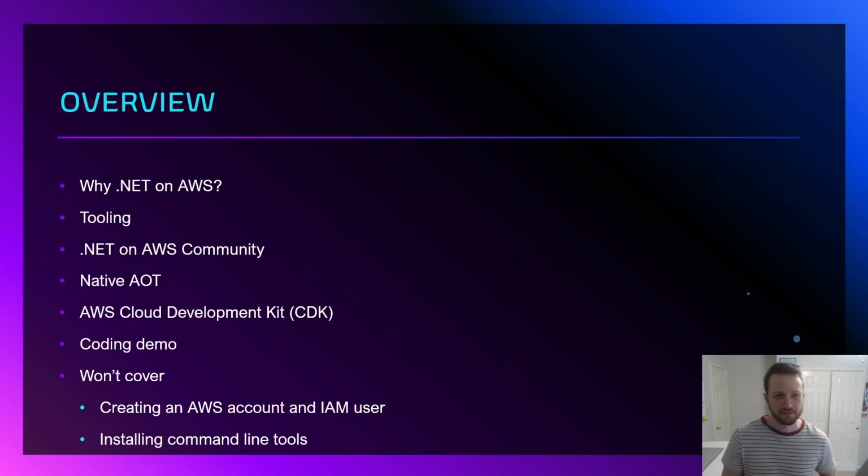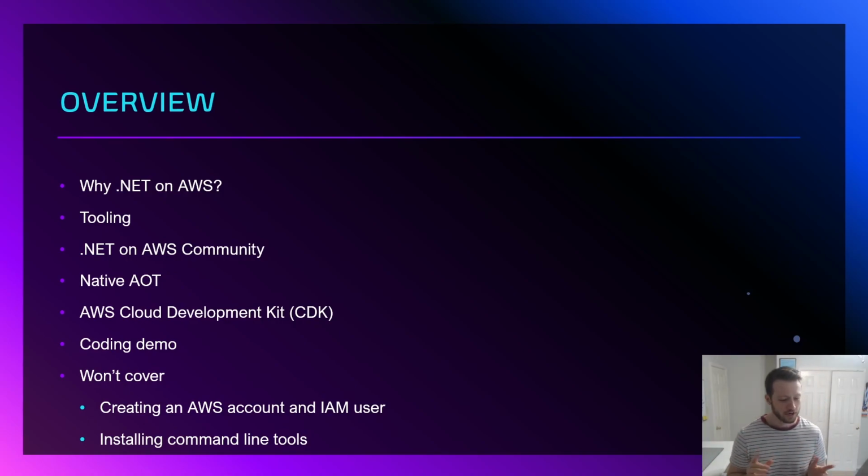All that good stuff. An overview of this talk is, again, we'll talk about why .NET on AWS, some of the tooling and tooling options available to you in the community that you can find out there for resources. I will mention .NET ahead-of-time compilation. A lot of this presentation will be on the AWS Cloud Development Kit, CDK, and that'll be a lot of the demo. And then I will go into the coding demo showing some of the CDK stuff.